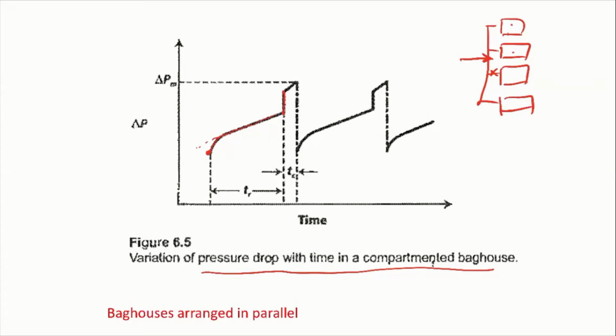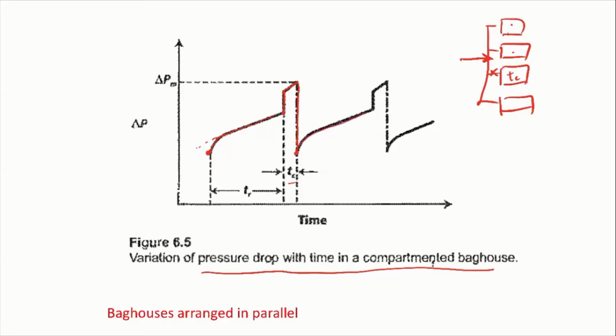And then we have to clean the compartment for some time, let's say for tC, t clean. So we know that the pressure drop will continue to increase linearly. And then after this compartment is cleaned, we put it back in line, and you can see a significant drop of the pressure drop. So this simply means that all the baghouse filters are clean again, and then we'll go through this cycle again.